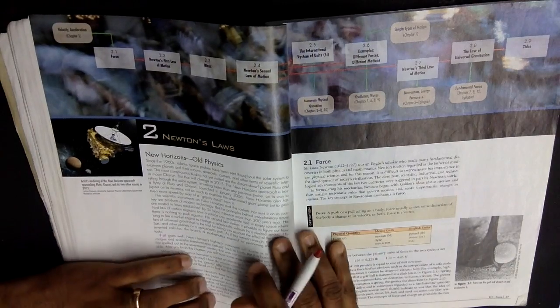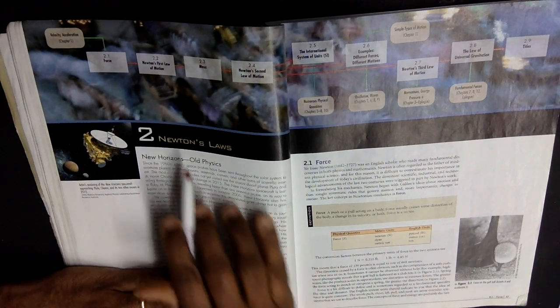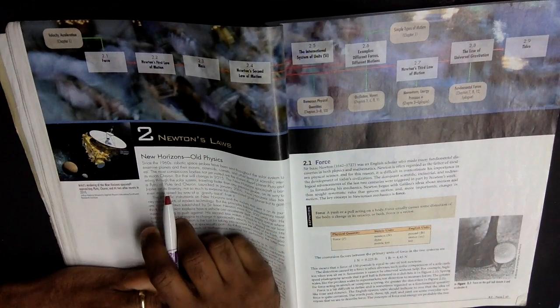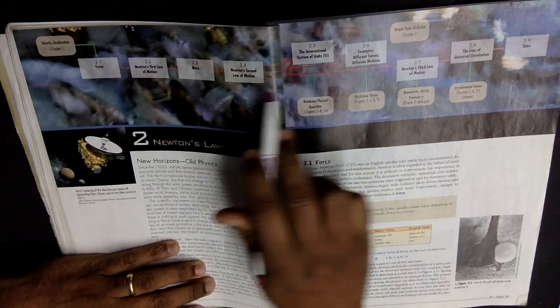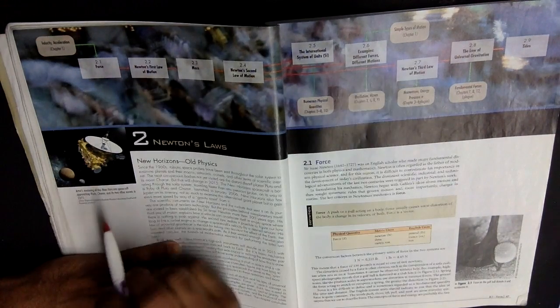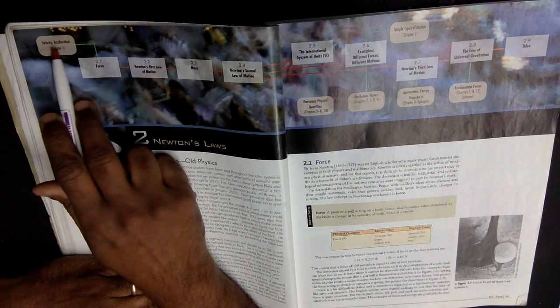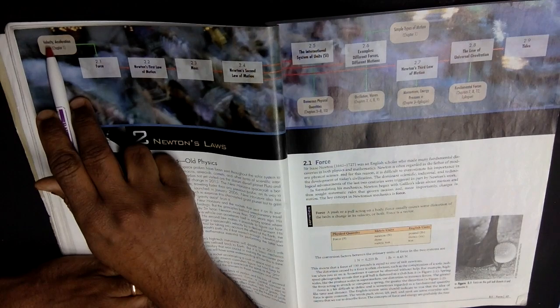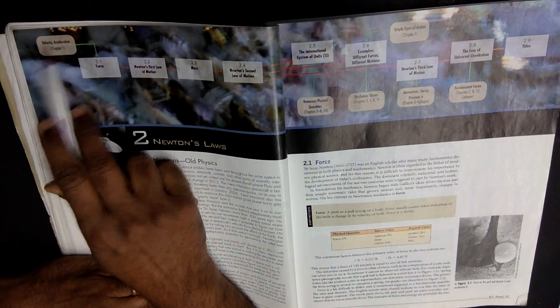Now, let us start with chapter 2. And chapter 2 is about Newton's laws. If you look at the top of this page, you will see some block diagram. And this one tells you where we are coming from. You're coming from a place where you learned velocity, acceleration, and stuff like that.